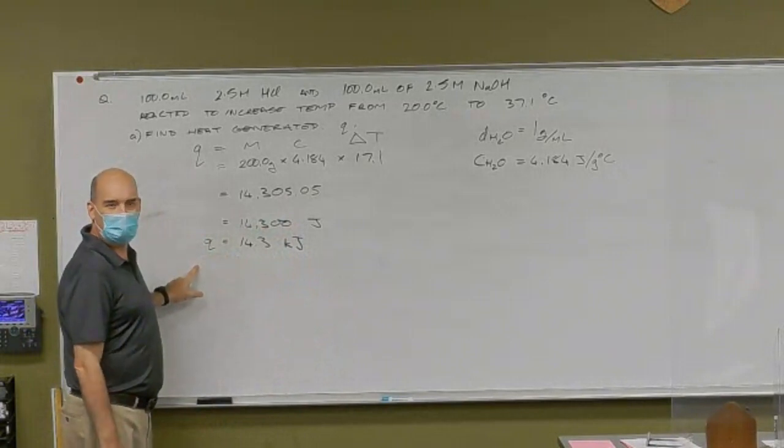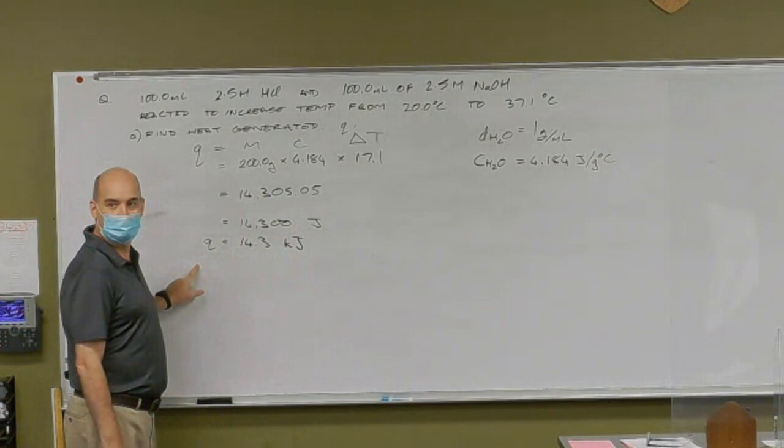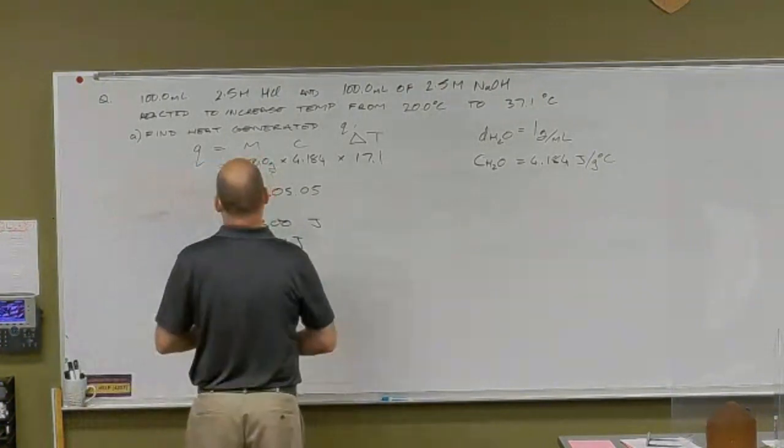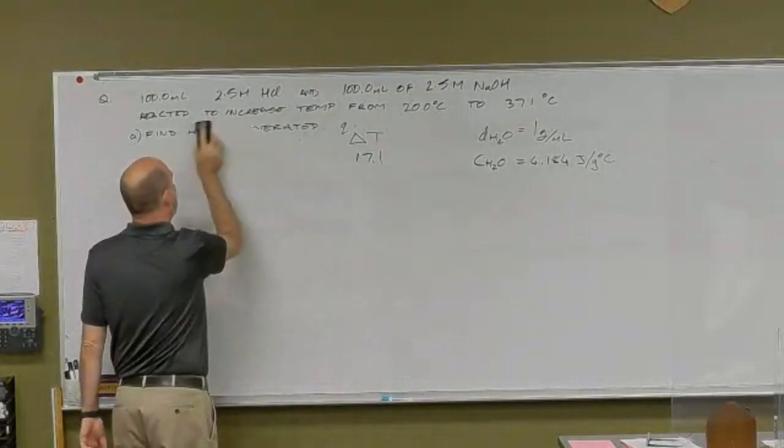Q never gets mentioned again in the book after you find it this one time. The rest of the book wants to know enthalpy change. So that was part A. And I said you don't know how to do part B.